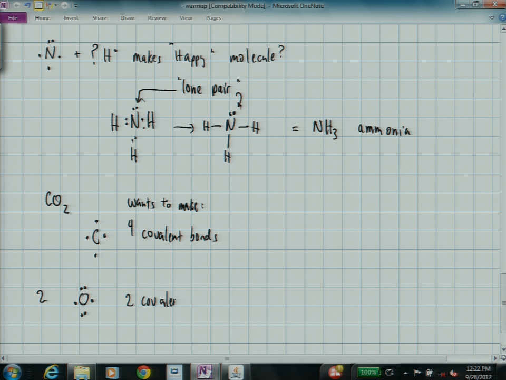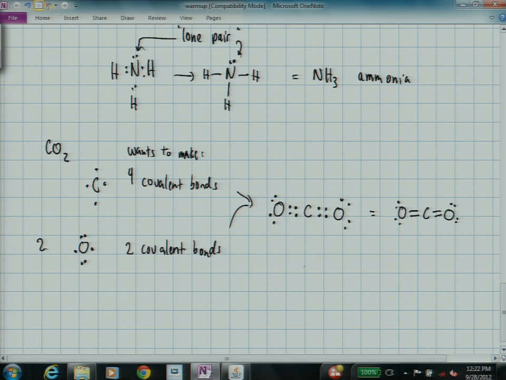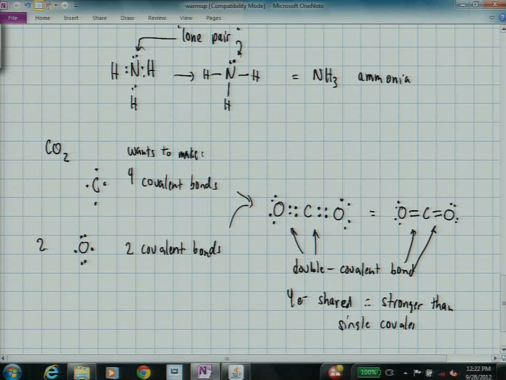You can write this as O with its 2 lone pairs, double bonded to C, double bonded to the other O. And this thing is a double covalent bond. That's these here. And they are 4 electrons shared, therefore stronger than a single covalent bond. Right? So Taylor's got it exactly right.